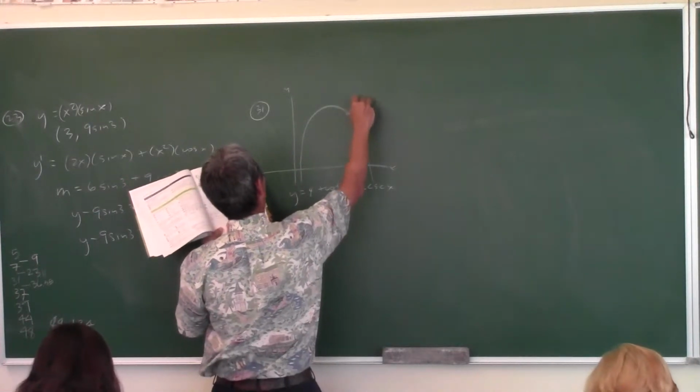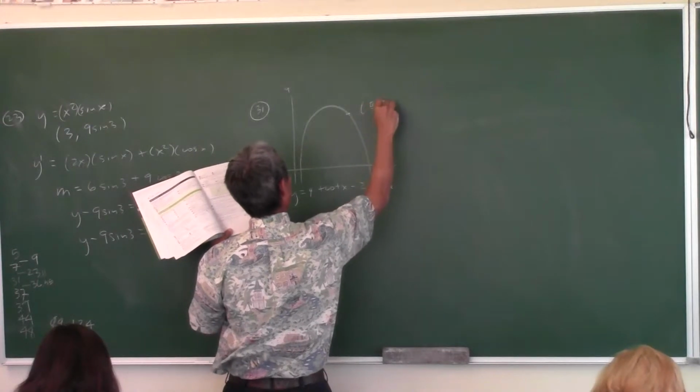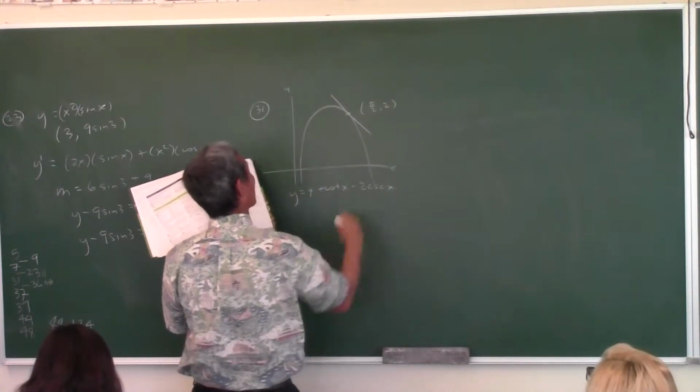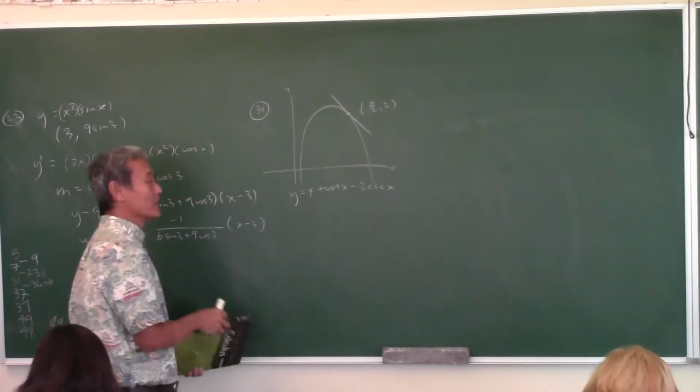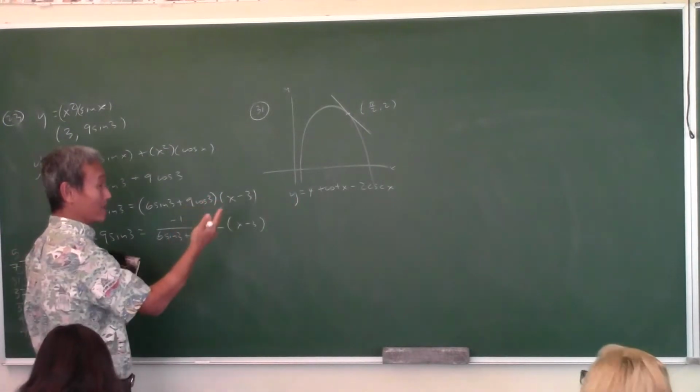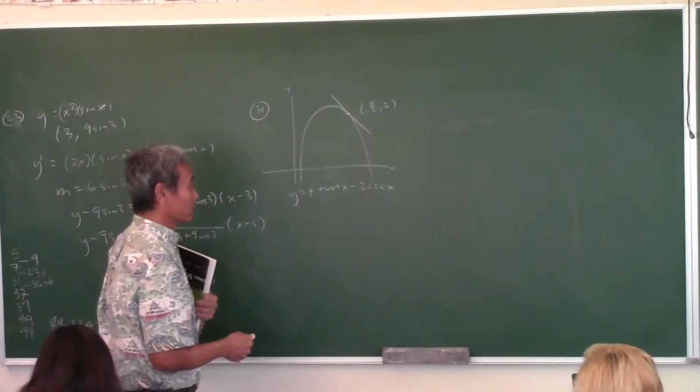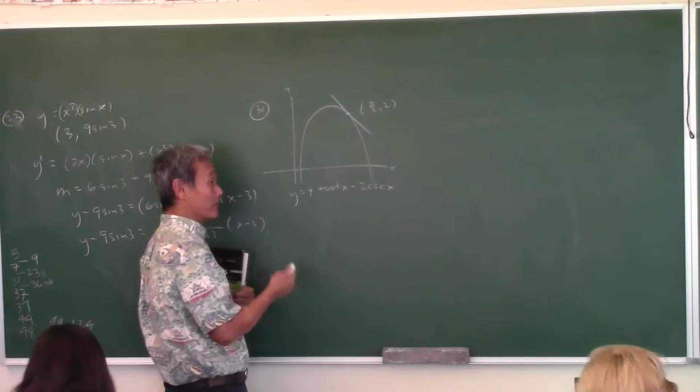Here's point P, pi over 2. Okay, look. Write the equation of the tangent line. What are the two things you need? A point. We got it already. Now how do you compute the slope? You take the derivative. The derivative tells you the slope.